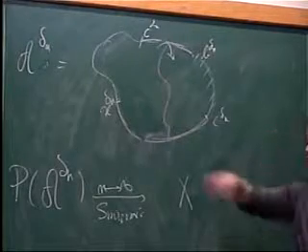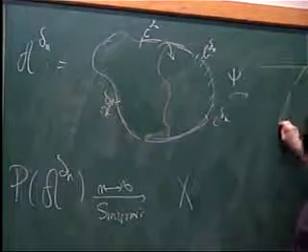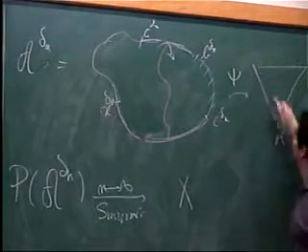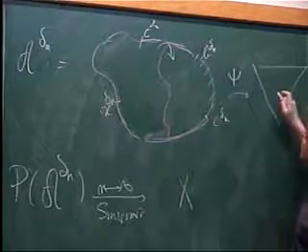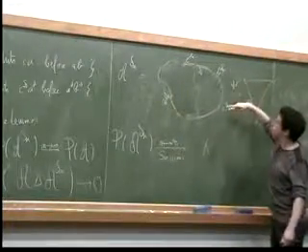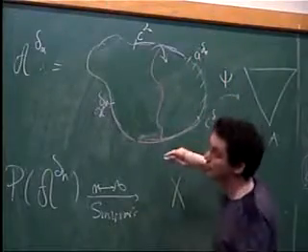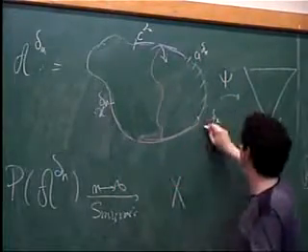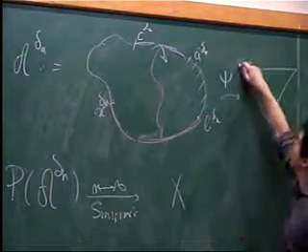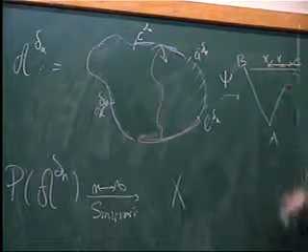You have to map these onto a triangle, and then psi here, and then C, A, B. So A, B, X, C, and this is this distance here.